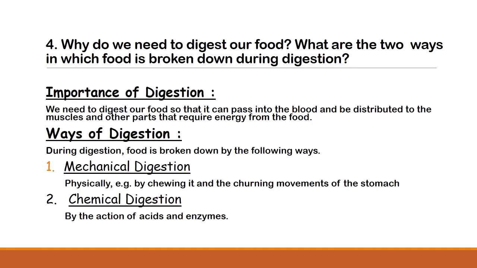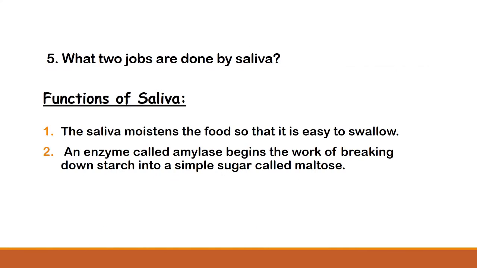Ways of digestion. During digestion, food is broken down in the following ways. 1. Mechanical digestion, physically, e.g. by chewing it and the churning movements of the stomach. 2. Chemical digestion, by the action of acids and enzymes.